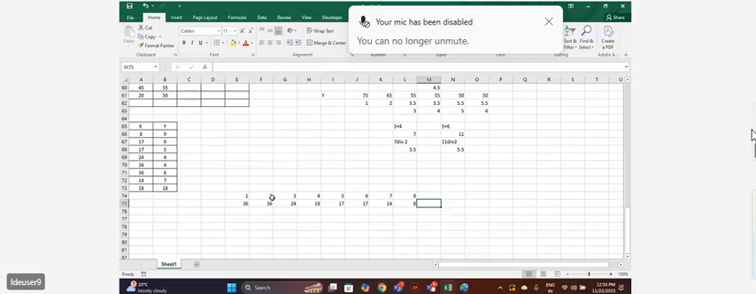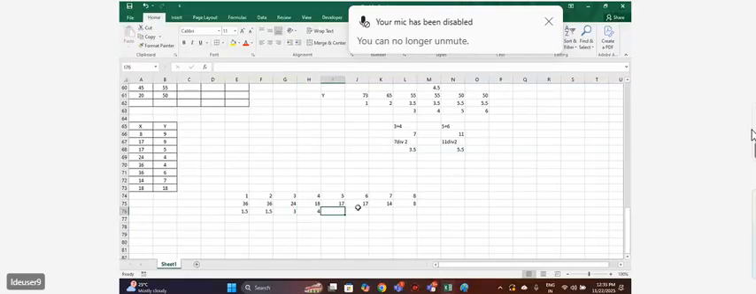So 1 plus 2 is how much? 3. 3 divided by 2, so that will be 1.5, 1.5. Done. Next, 24, any competition? No. So it will be 3. 18, any competition? No. 4.